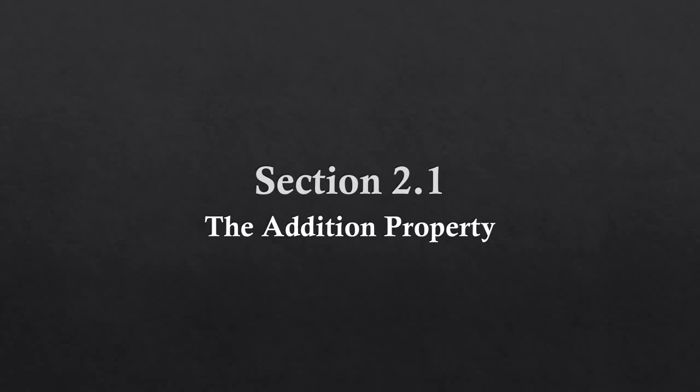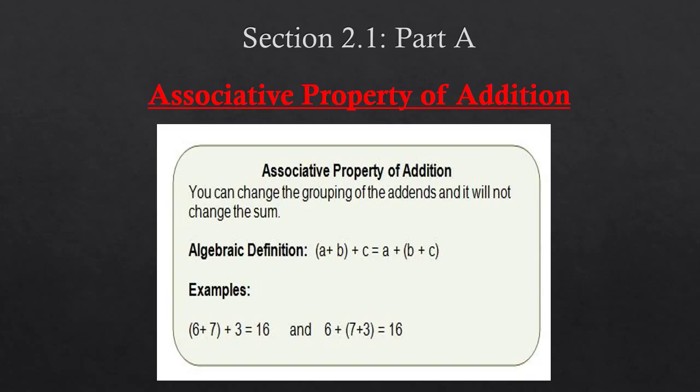Section 2.1, the addition property. The associative property of addition means you can change the grouping of addends and it will not change the sum. The algebraic definition is (a + b) + c equals the same thing as a + (b + c).